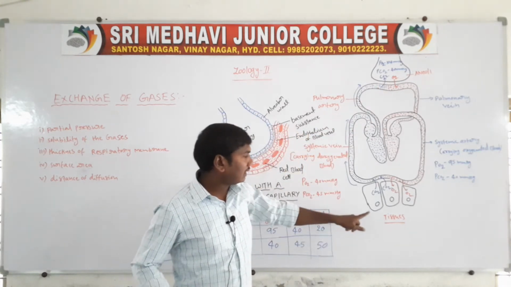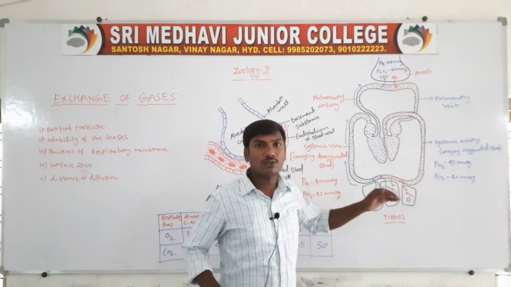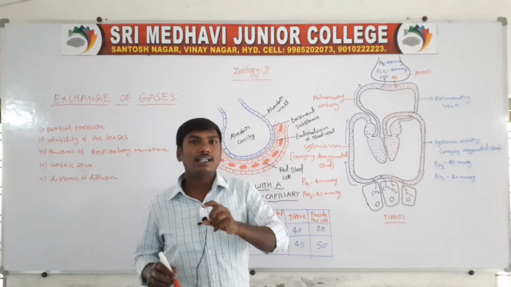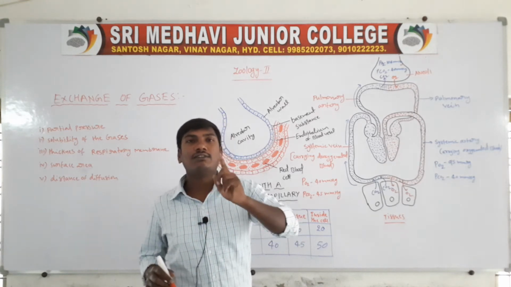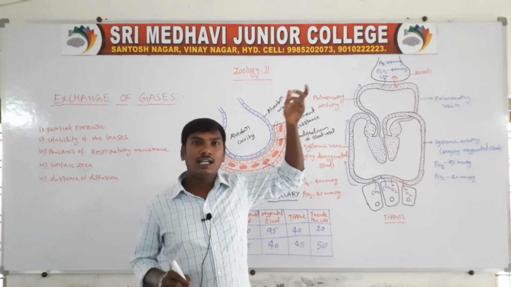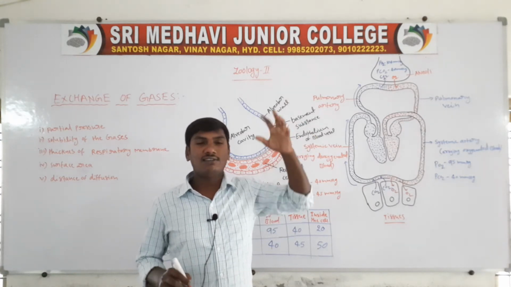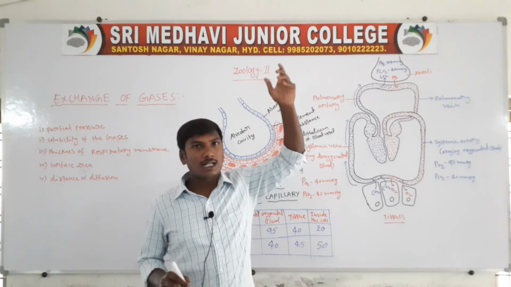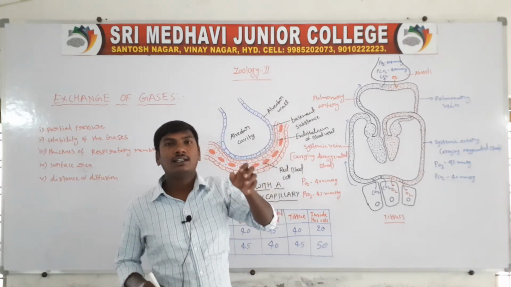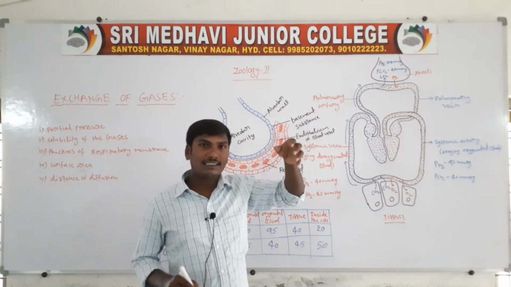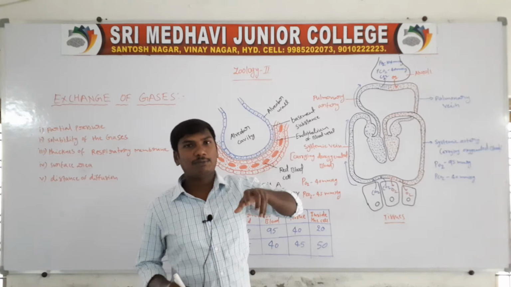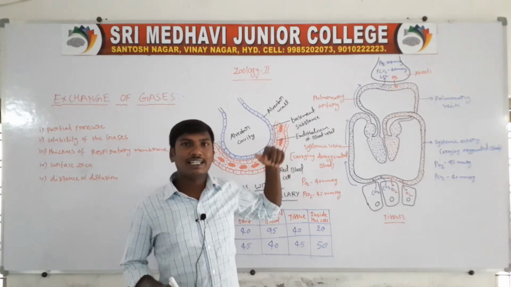Next, another area of gas exchange is in the tissues, from blood to tissues. Gas exchange in our body happens in two areas. One is the alveoli of the lungs to blood. The atmospheric air comes to the lungs, and from the alveoli the gases diffuse into the blood capillaries. So that is one area of gas exchange.